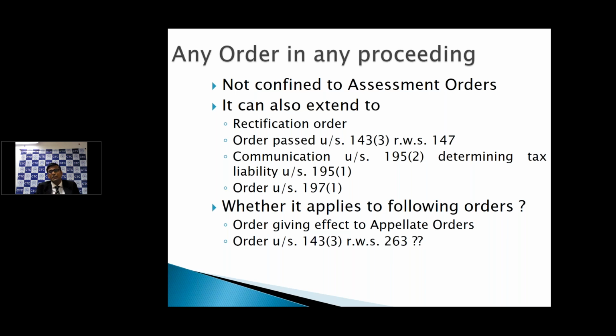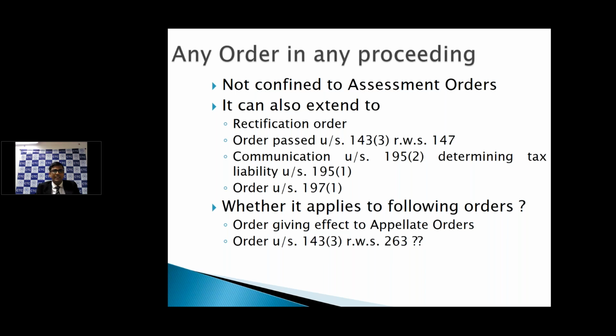When we go to section 264, we will see that the wording used in section 264 is "order passed by any subordinate authority." So in section 264, it is an order passed by a subordinate authority, which may be an AO, may not be an AO. However, section 263 deals with only orders passed by the assessing officer, though it is not restricted to only assessment orders.